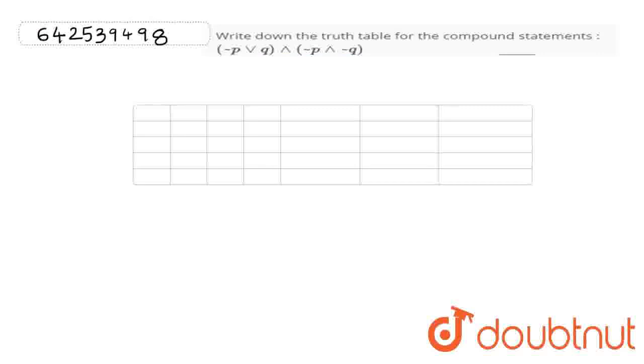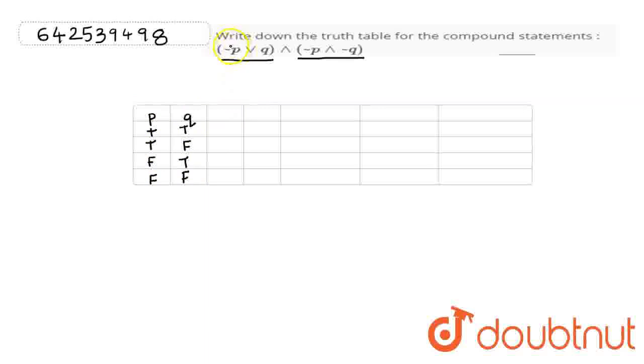Hello friends, the question is: write down the truth table for the compound statements. They have given us a compound statement which is negation of P and Q, or negation of P and negation of Q. First of all, we have to give the truth tables of the basic parameters, which are P and Q. The truth table for P will be T, T, F, F. For Q we will plot it as T, F, T, F.